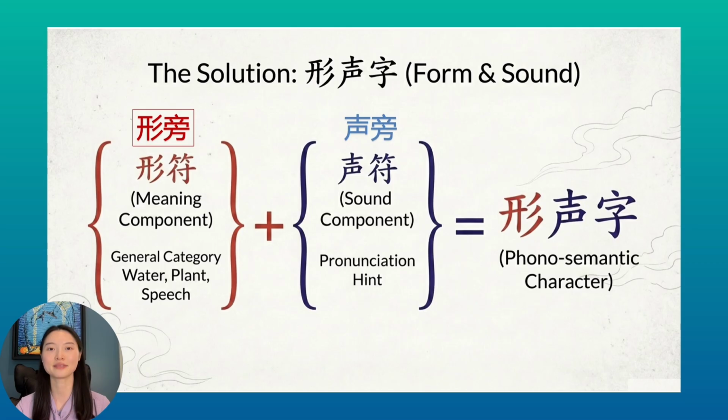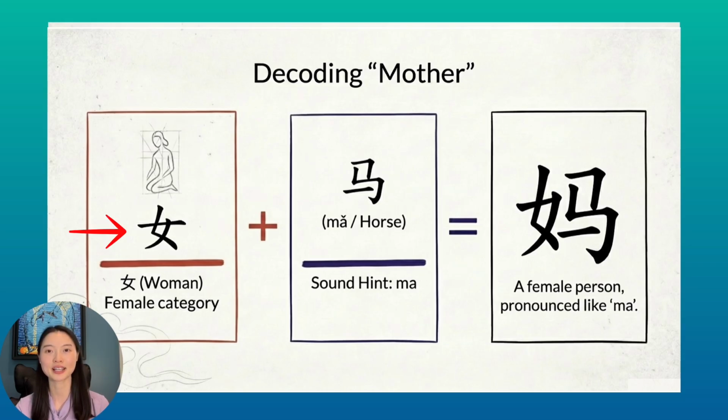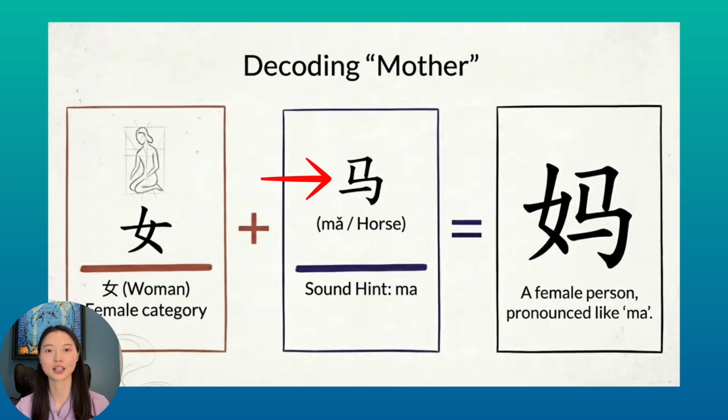to say it. Let's decode our old friend from episode 1, mā, mother. Left side, 女, woman. That's the meaning component. This character lives in the female category. Right side, mǎ, horse. That's the sound component. It tells you this character sounds like ma. One of the most powerful things about the 形声字: many characters share the same sound component. Learn one sound component and you unlock an entire family.